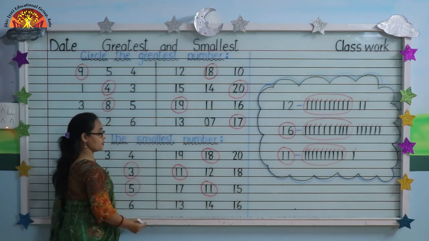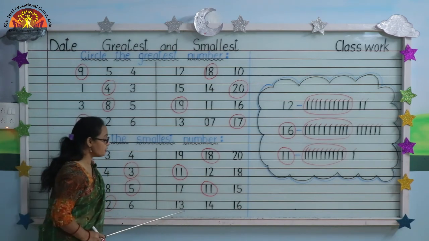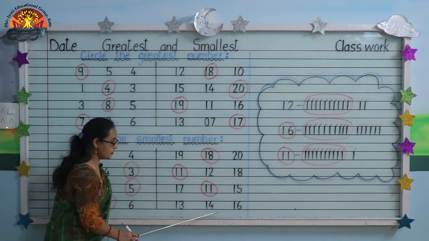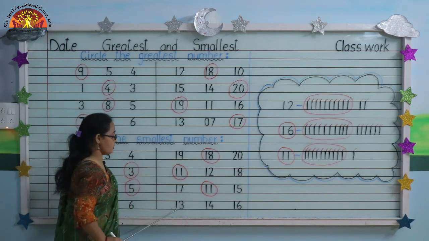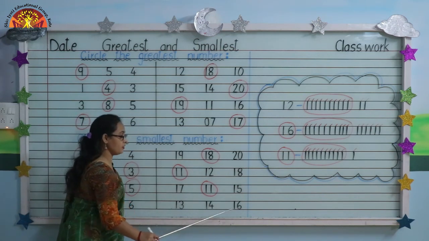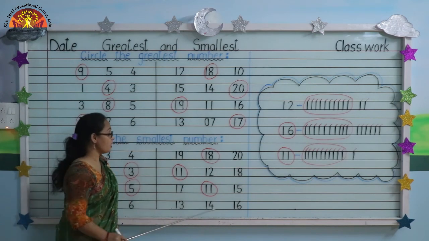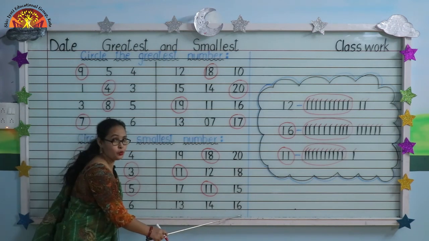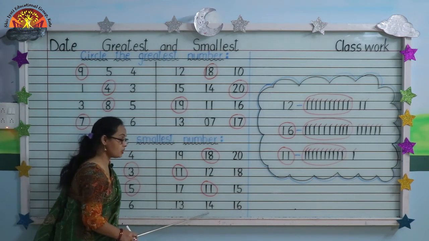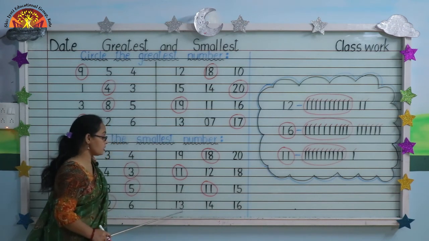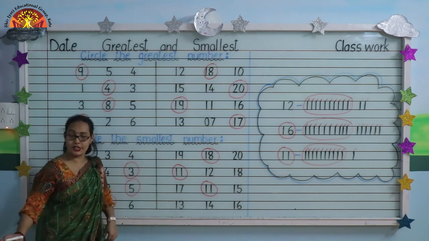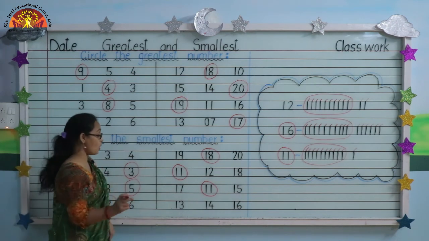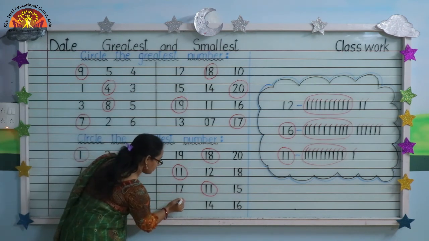Next, given numbers are 13, 14, 16. Kids, which is the smallest number over here? Is it 16? No. Is it 14? No. Is it 13? Yes. Very good, kids. Now, circle the smallest number like this.